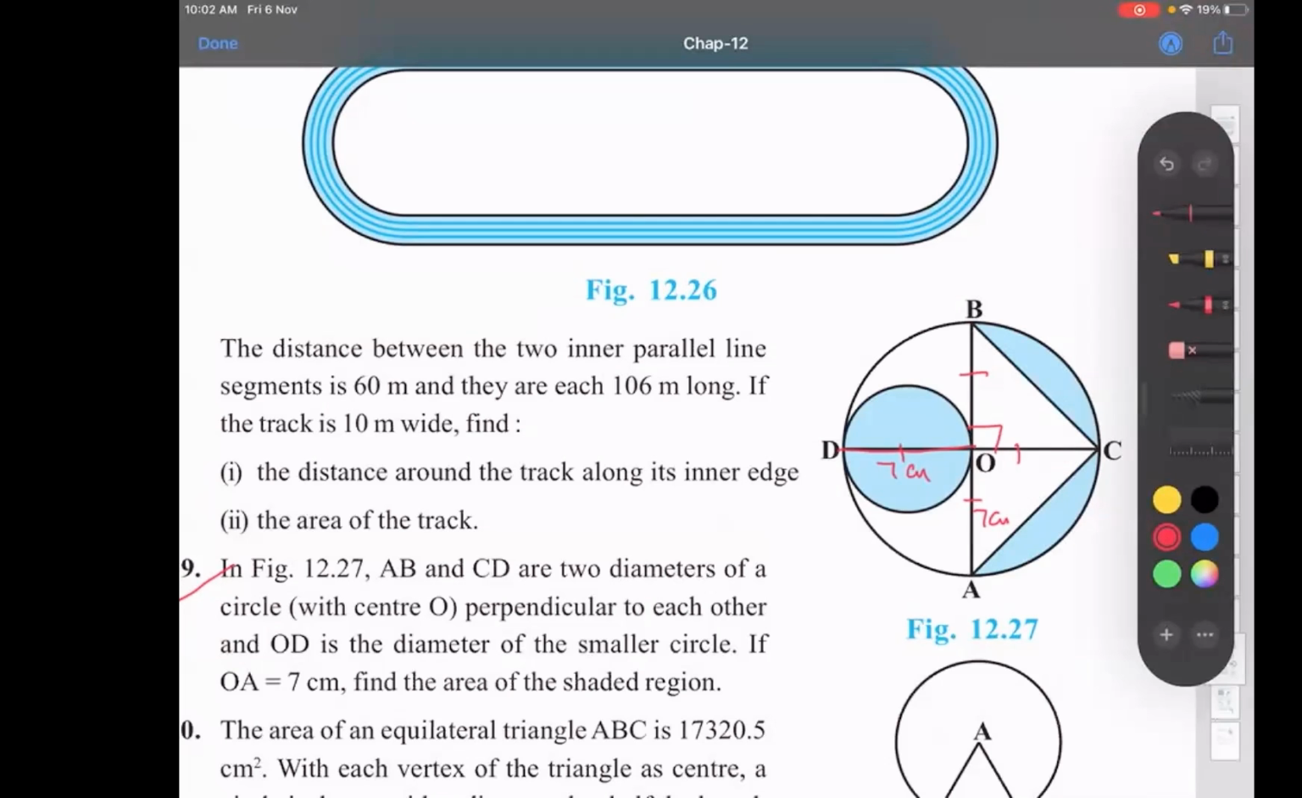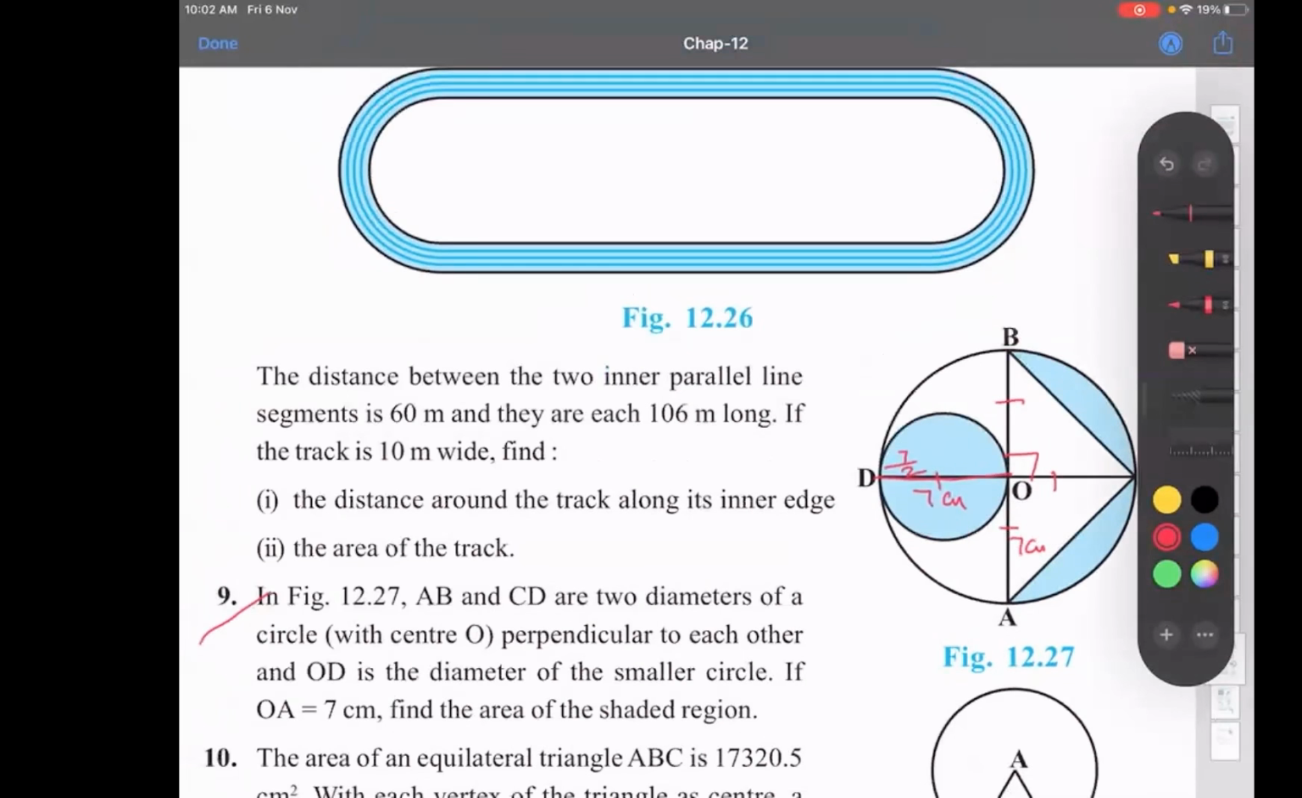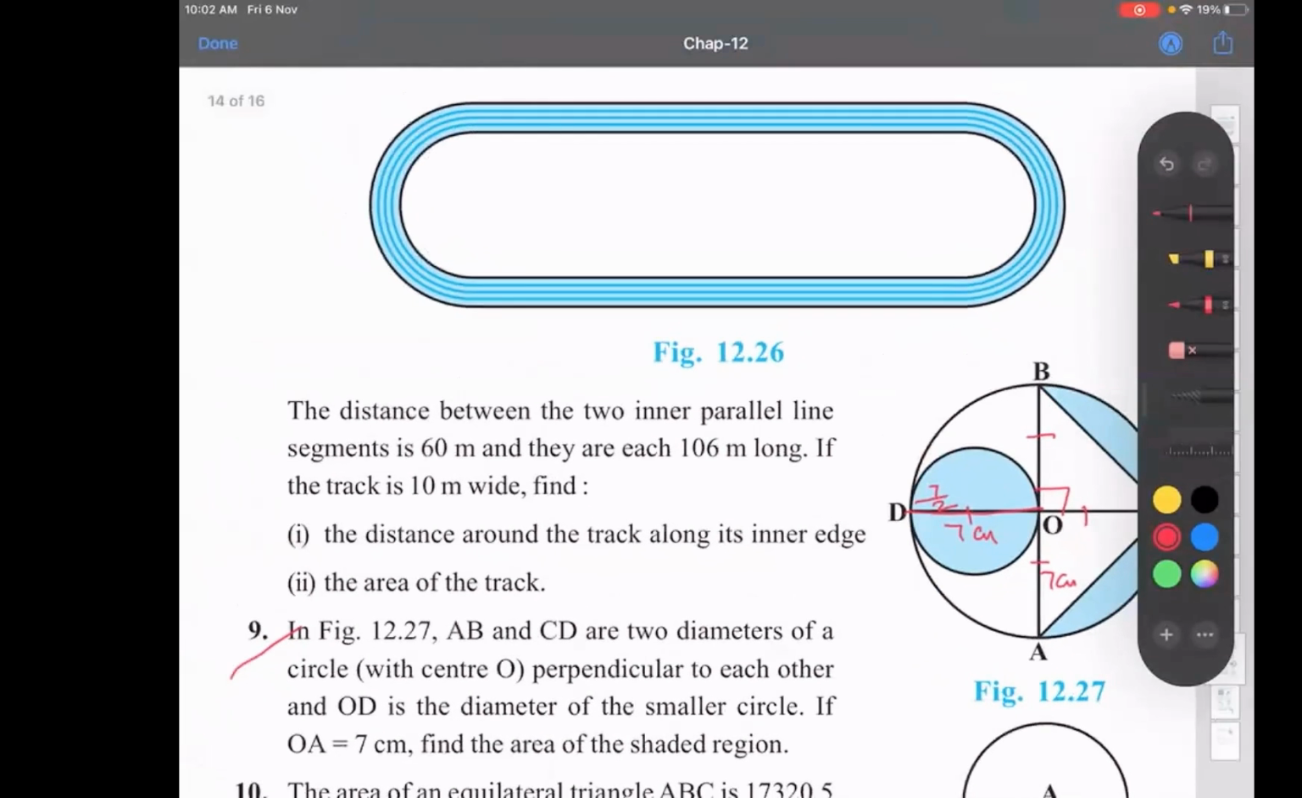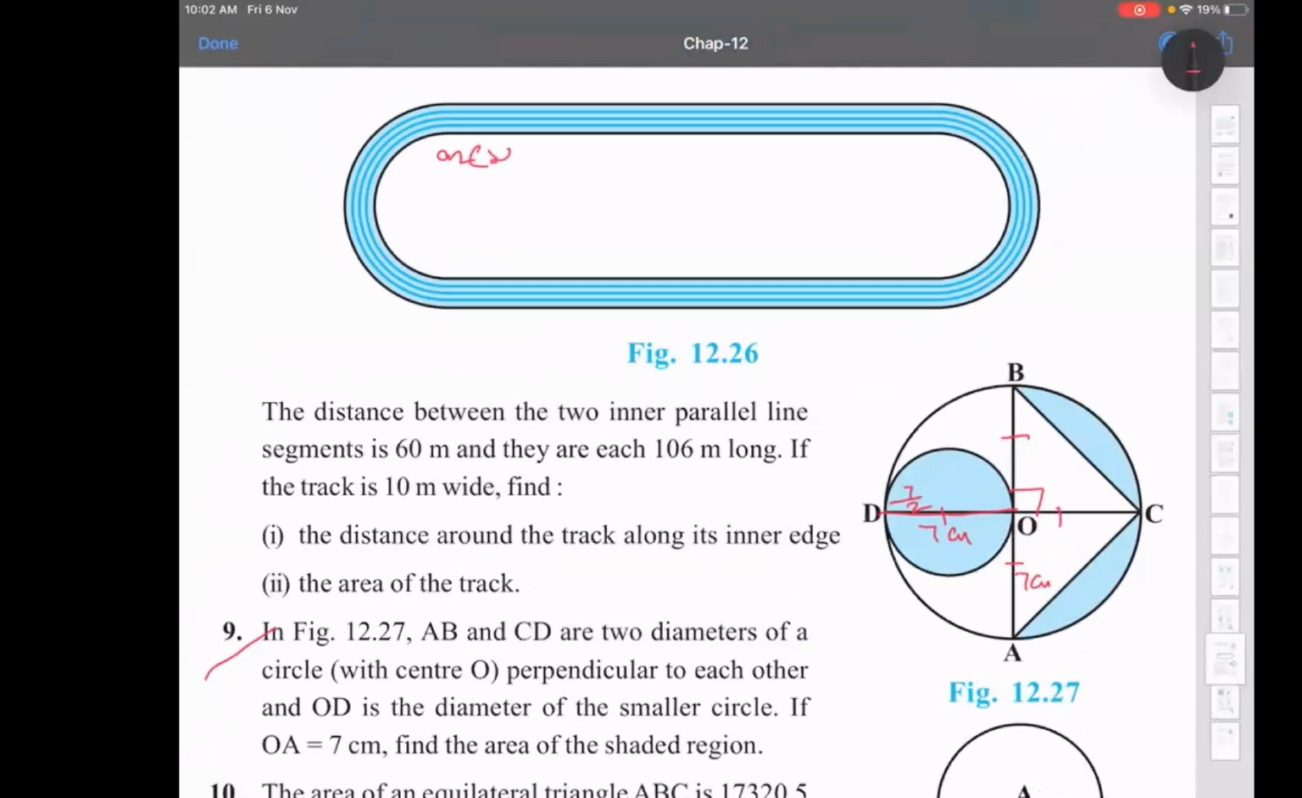So the radius of this smaller circle is 7/2. Find the area of the shaded region. Very easily we can find the area of this shaded region. First of all, we will need to find the area of the semicircle minus the area of this right angle triangle. Then we get the area of this shaded region.